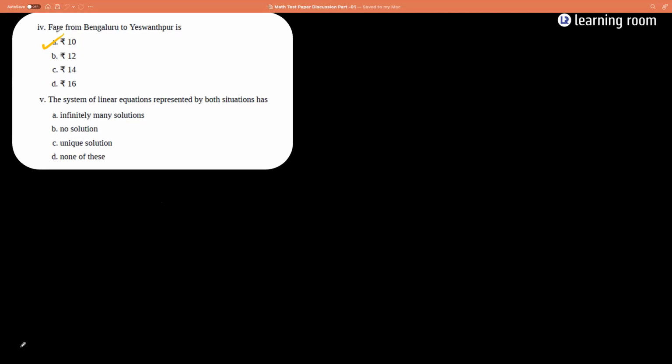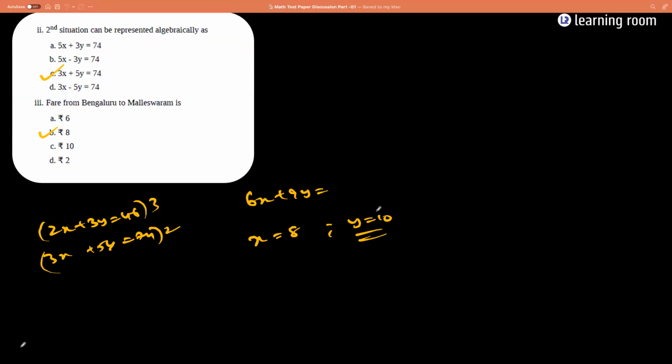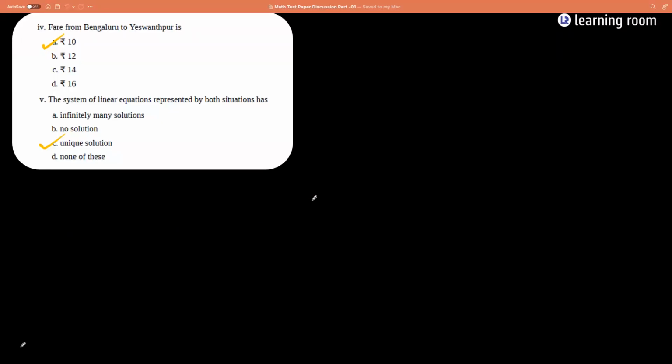The system of linear equations represented by both situations has... It's very simple. You have already solved and you got one solution. See, you solved and you got x is equal to 8 and y is equal to 10. That's the unique solution. So the answer is unique solution. Okay, sir.